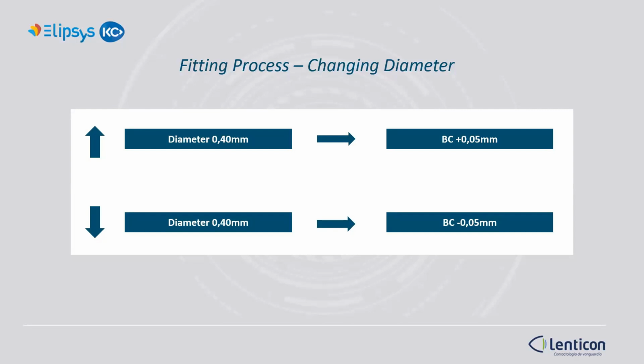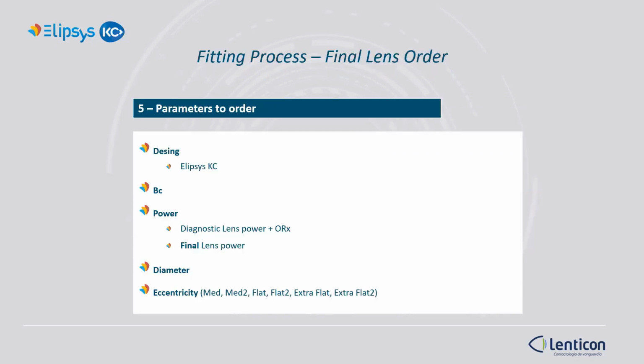When the diameter changes, the base curve should also be adjusted to maintain the fitting relationship between the cornea and the contact lens. For every 0.40 millimeter change in diameter, the base curve should be adjusted by 0.05 millimeters with the corresponding power adjustment. For an increase in diameter, the base curve must be made flatter, while for a decrease in diameter, the base curve should be made steeper.